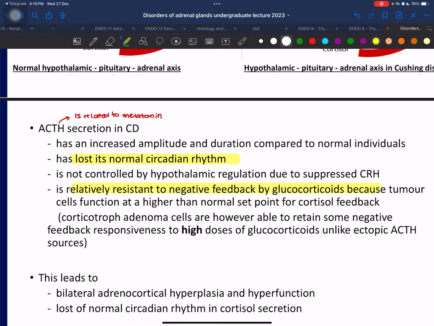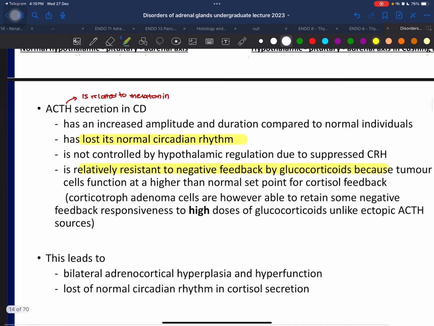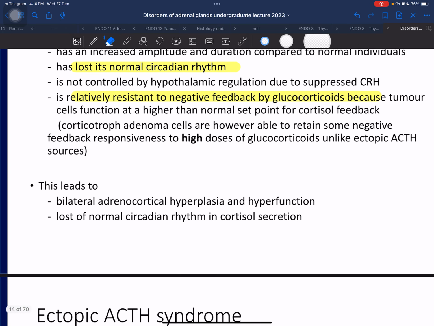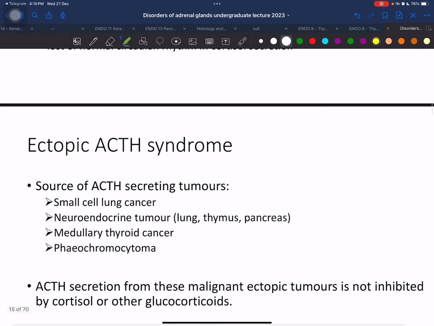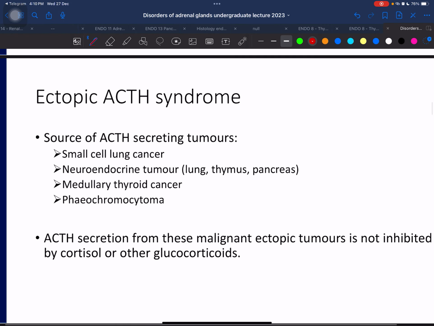Now, ectopic ACTH syndrome. Ectopic meaning it's outside of where it's supposed to be. So usually the source of the ectopic ACTH secreting tumor is outside of the HPA axis. Most commonly you have your SCLC, small cell lung cancer. You have neuroendocrine tumors, medullary thyroid tumors, and pheochromocytomas. So you just need to know a few examples. These are quite rare conditions, but you need to know that they exist.